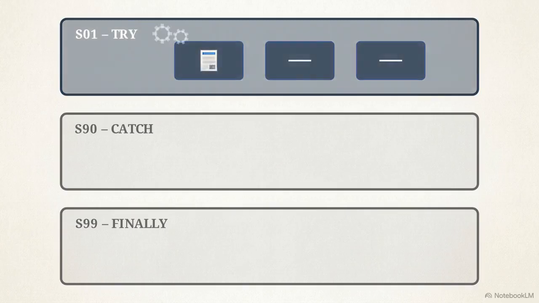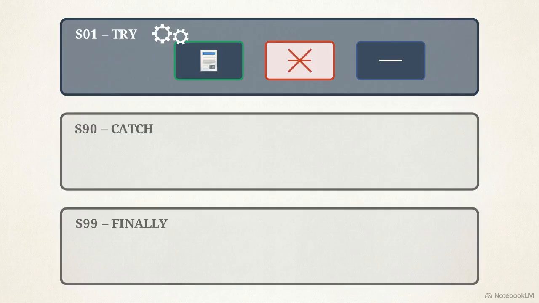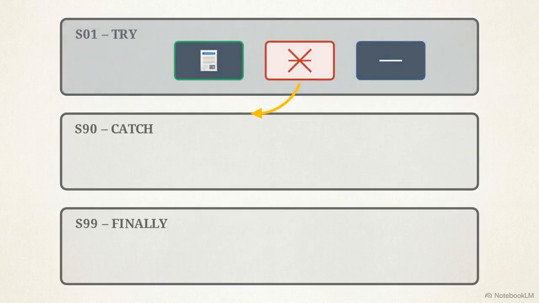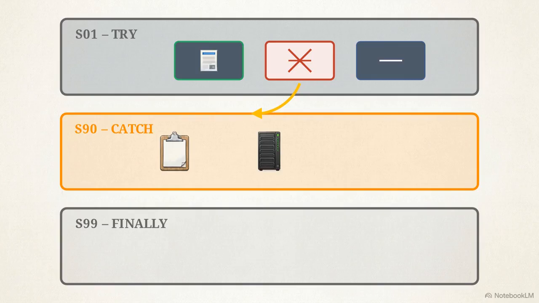Using Power Automate scopes and the Configure Run After setting, we create distinct execution zones. If an action inside the try block fails, the system immediately bypasses the remaining actions and drops into the catch block instead of crashing the entire flow.